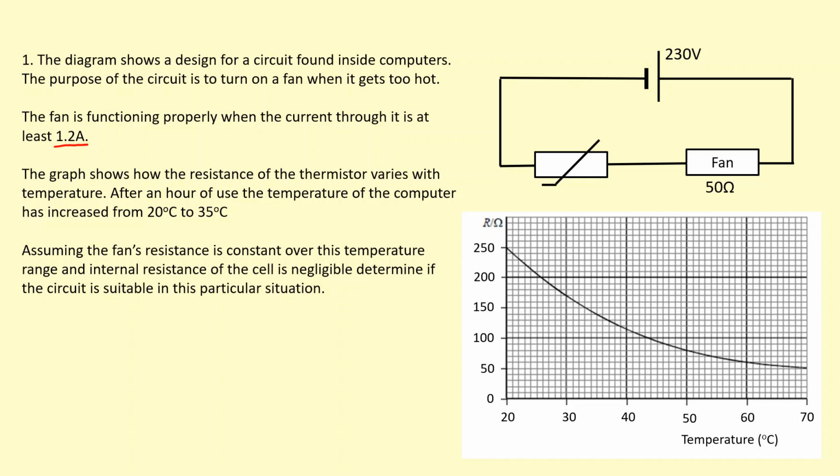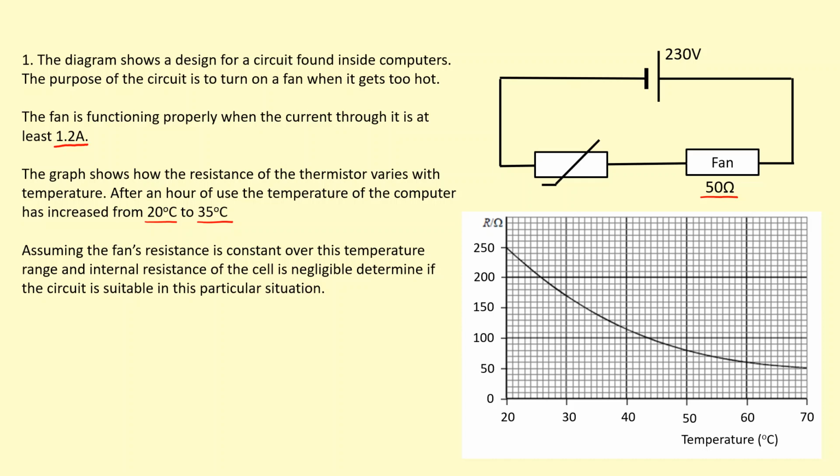After an hour of use, the temperature of the computer has increased from 20 degrees to 35 degrees. Assume the fan's resistance is constant, so this is 50 ohms and it stays 50 ohms over this temperature range, and the internal resistance of the cell is negligible. Determine if the circuit is suitable in this particular situation.